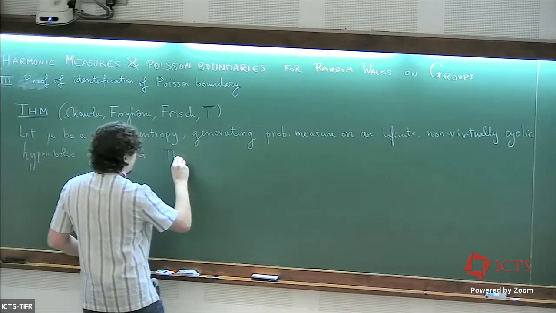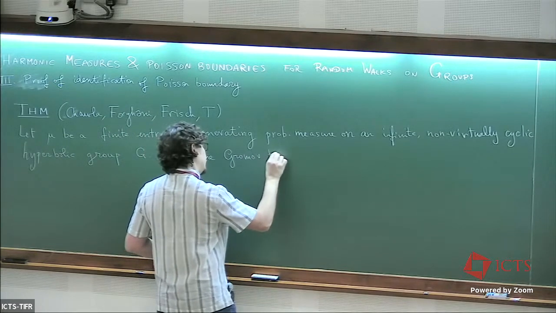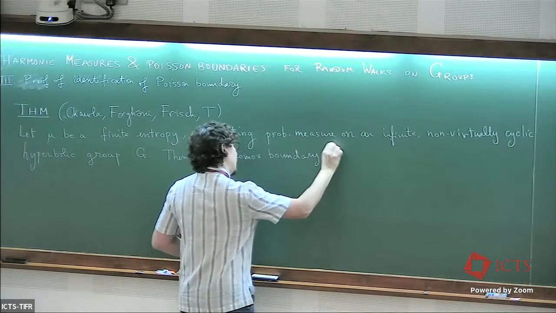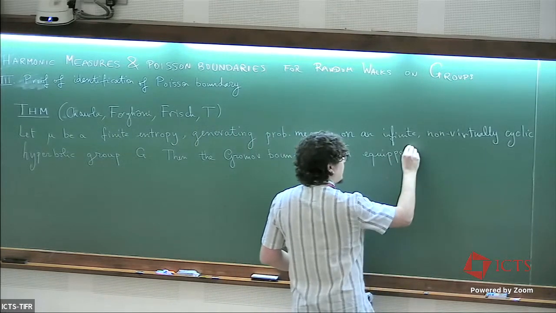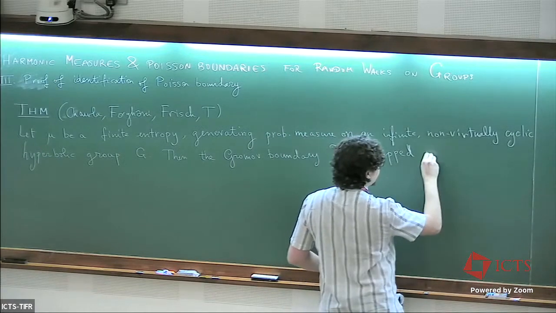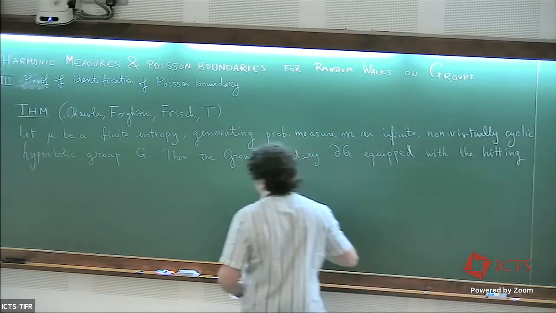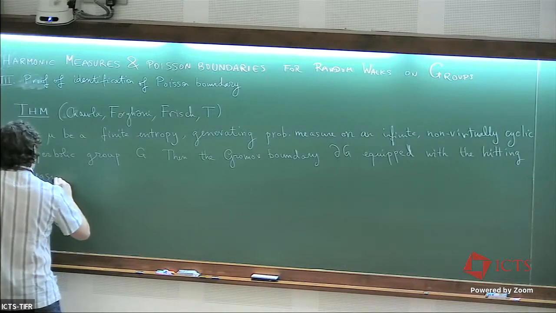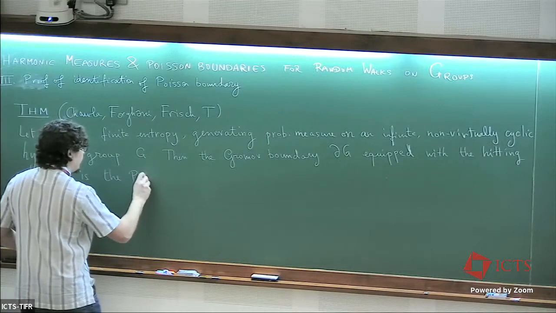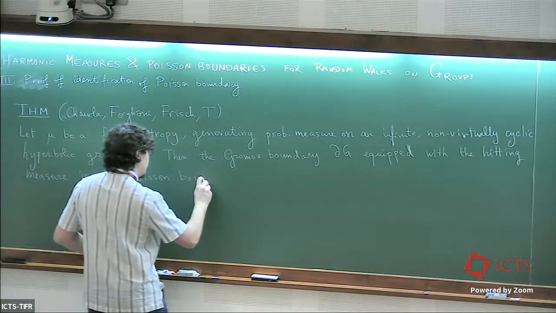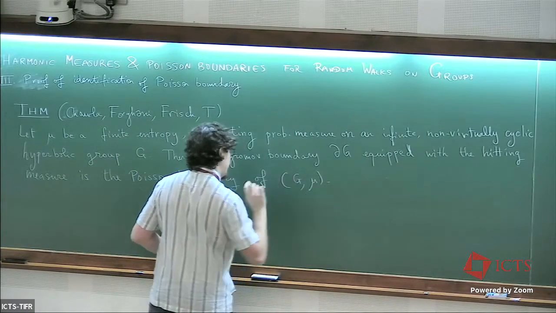And so then the Gromov boundary of G equipped with a Hitton measure, which we know exists because of this non-elementary measure, is a model for the Poisson boundary of this group with this measure.